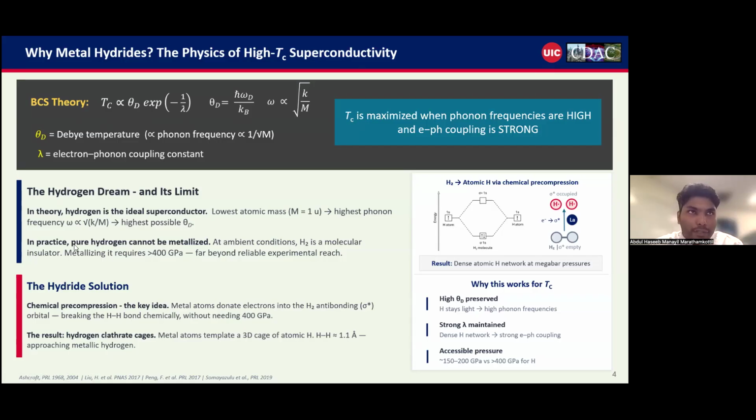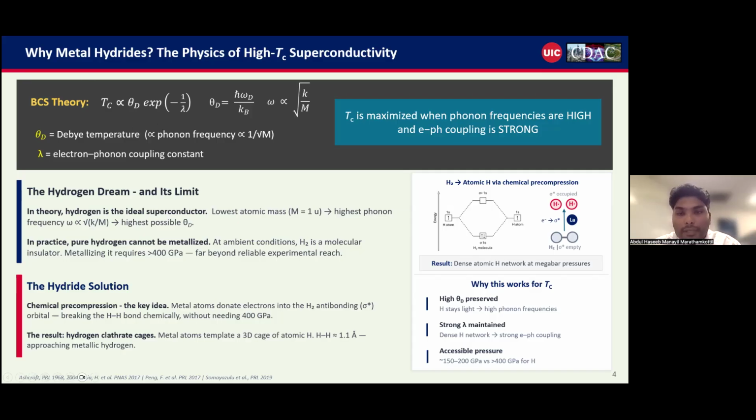Now consider hydrogen. It has the lowest atomic mass of any element, just one atomic mass unit. Phonon frequency scales as 1 over the square root of mass. So hydrogen gives the highest phonon frequencies and therefore the highest Debye temperature of any element, around 3500 Kelvin. Nothing else comes close. That directly maximizes the first term in the BCS equation.